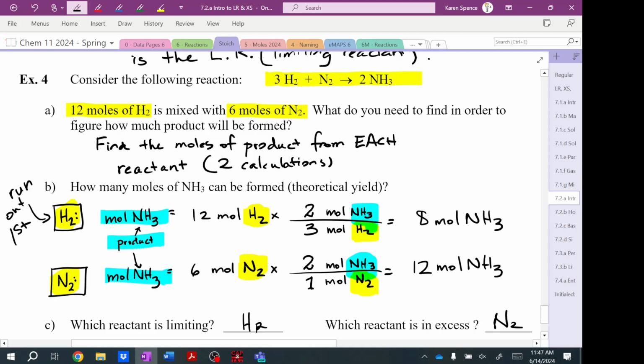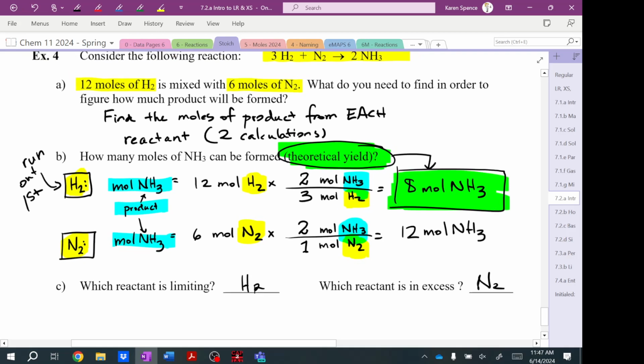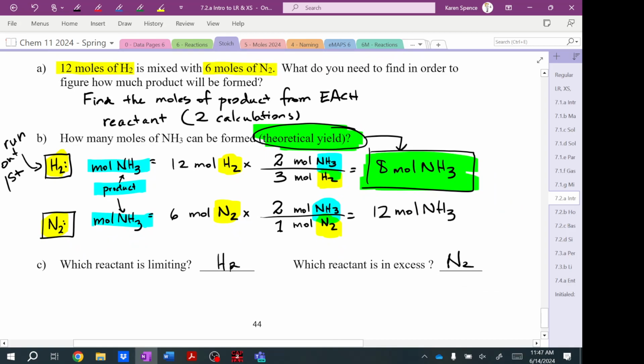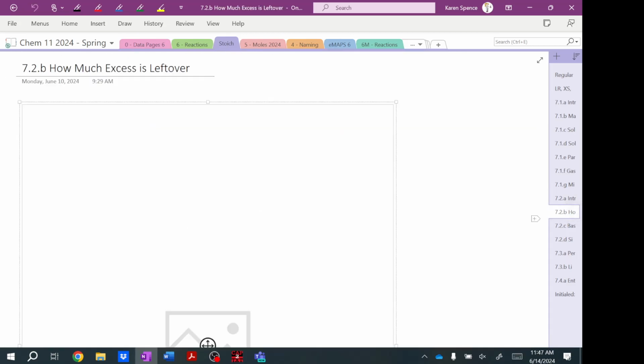And if we want to find our theoretical yield, we pick one of these two numbers. Which one do we pick? We pick the smaller one. So it's the 8 moles of NH3. So our theoretical yield is 8 moles of NH3. Is that good? Okay, awesome. Oh, and that's it for that one.